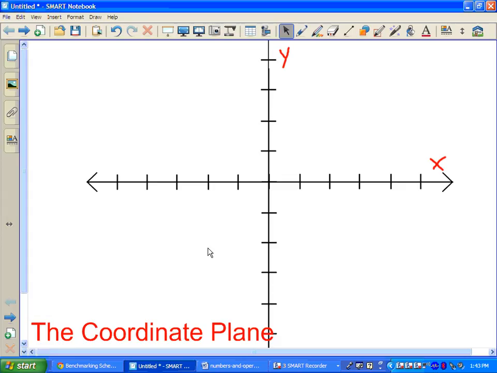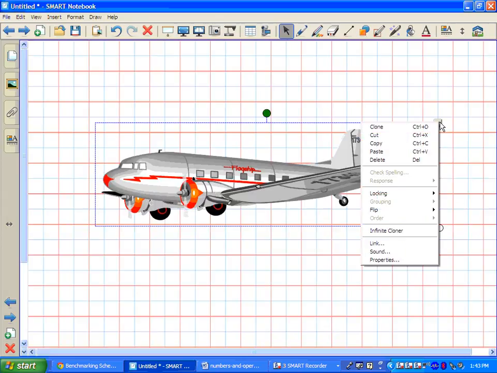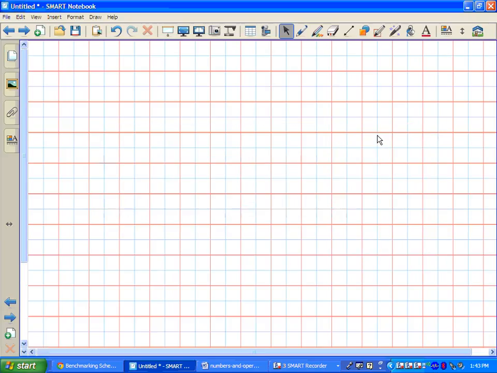Let's see another coordinate plane. Oh, very funny, Mr. Hank. That's a coordinate plane? I don't think so. That's just a plane.